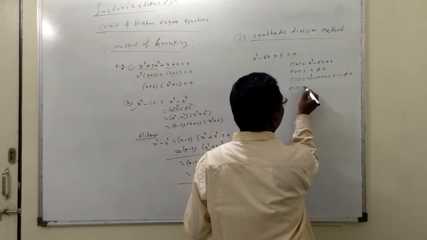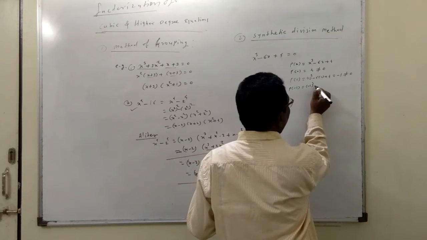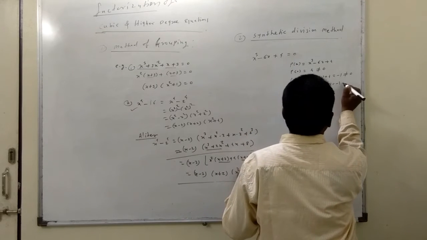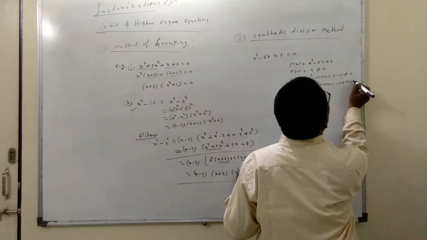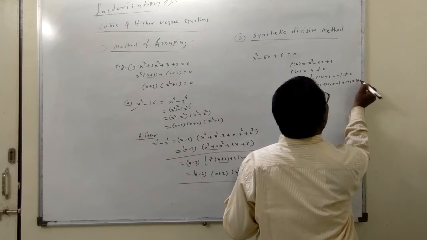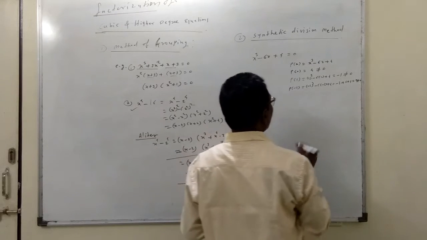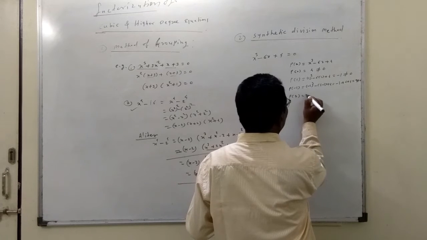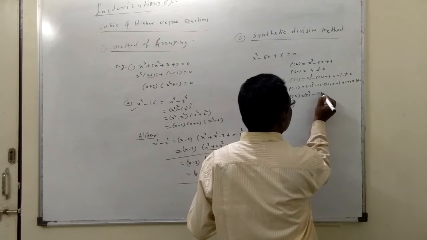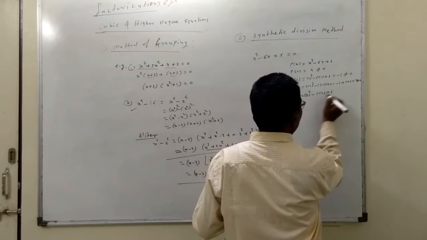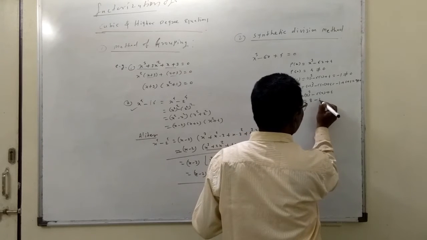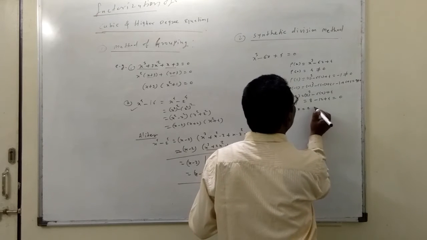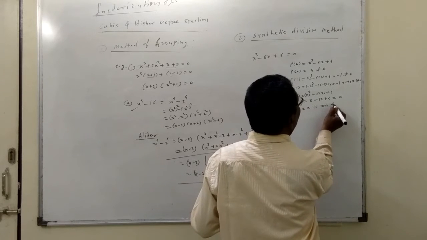Then P of minus 1: minus 1 cubed minus 6 into minus 1 plus 4. That is minus 1 plus 6 plus 4, which is 9, not equal to 0, meaning x equal to minus 1 is also not a root of the equation. So P of 2: 2 cubed minus 6 into 2 plus 4, that is equal to 8 minus 12 plus 4. This comes to 0, therefore x equal to 2 is a root of the equation.